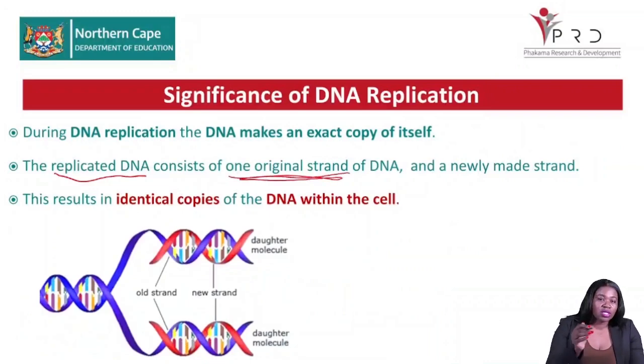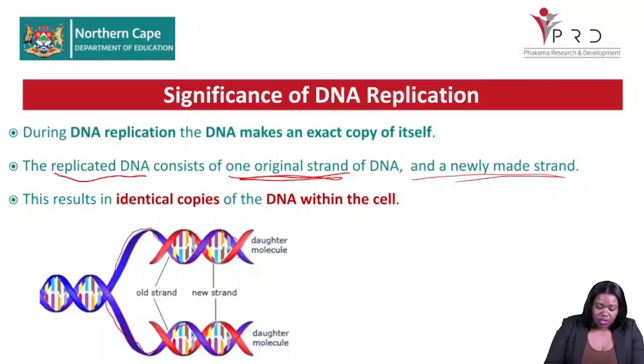So the one original strand will be the strand from the DNA that we started off the process with, and a newly made strand. So one new strand and one old strand. As we can see here, there is the new strand. Let's have a look. So we can see that our old strand is blue in color, right? So this would still form part of our old strand, right?